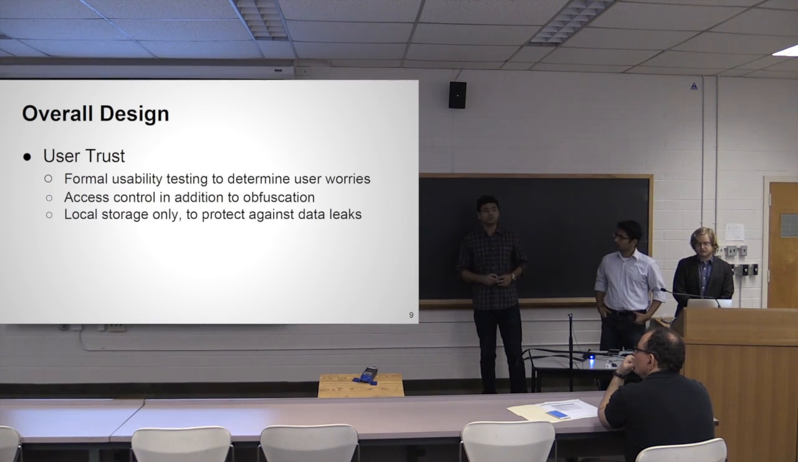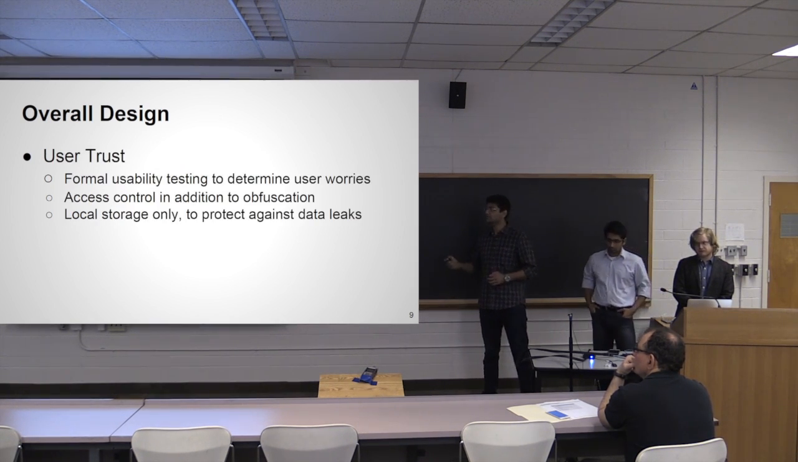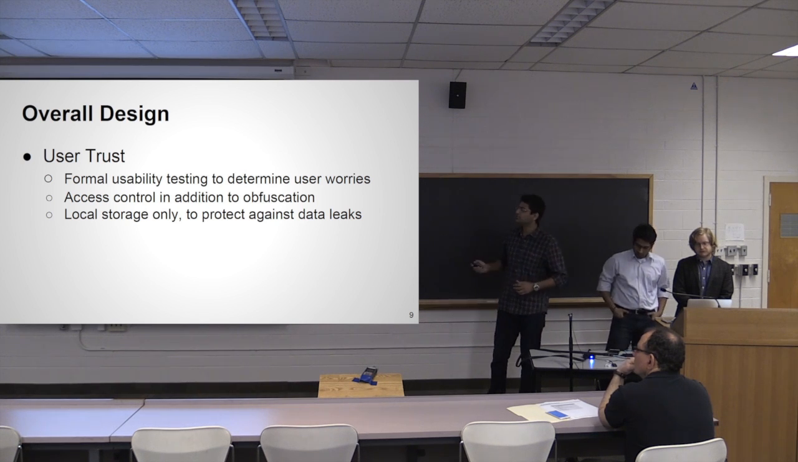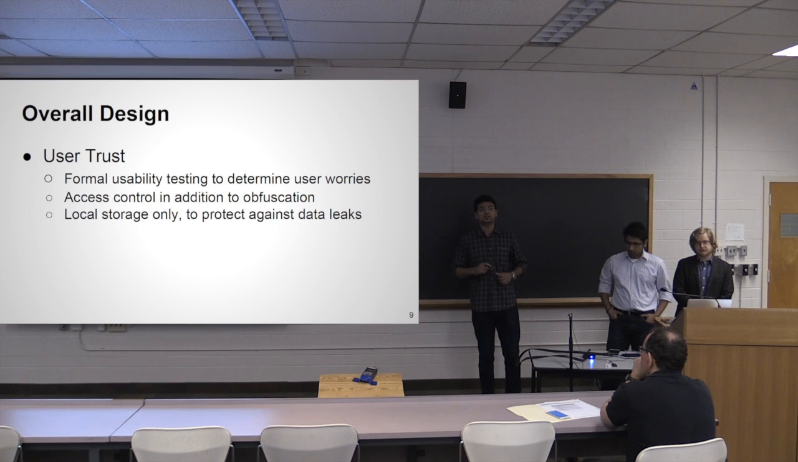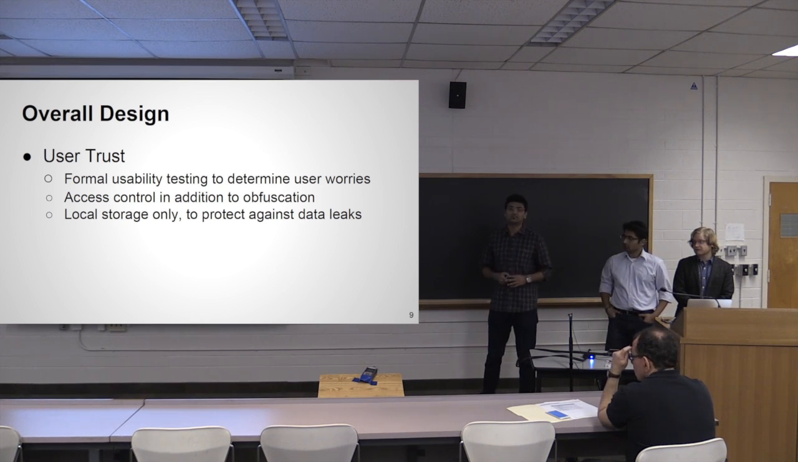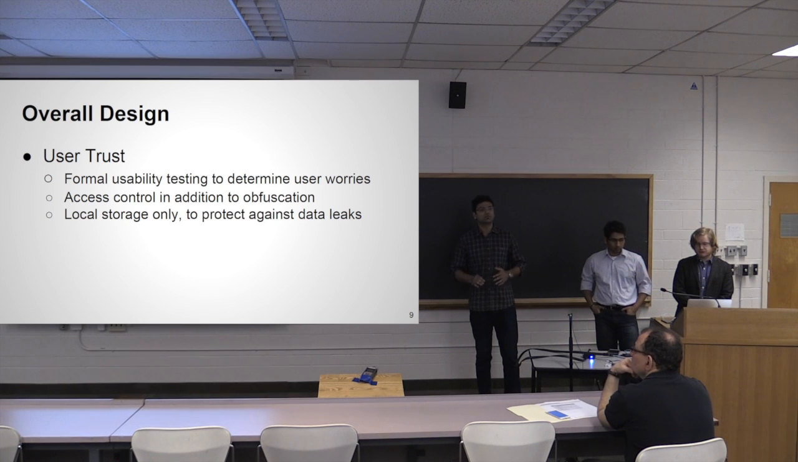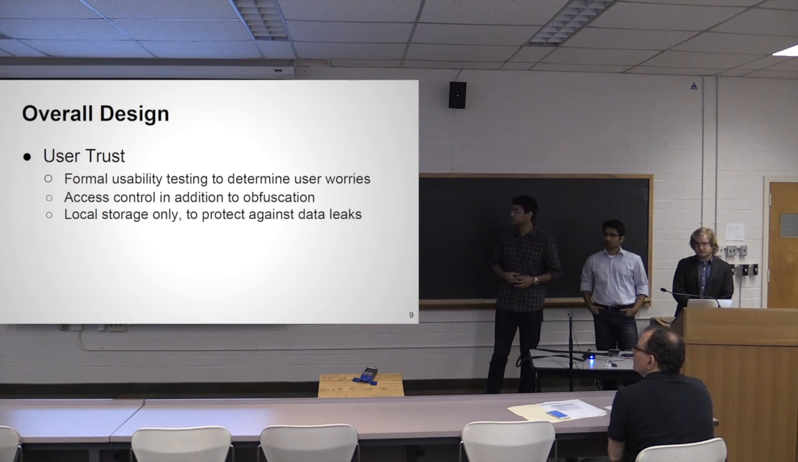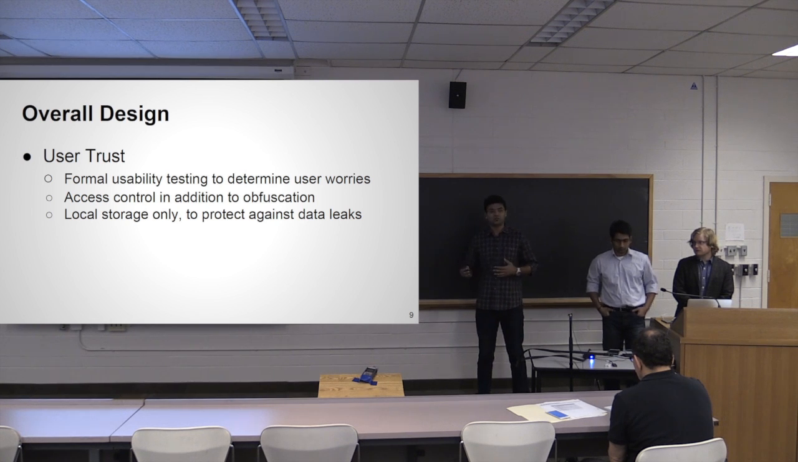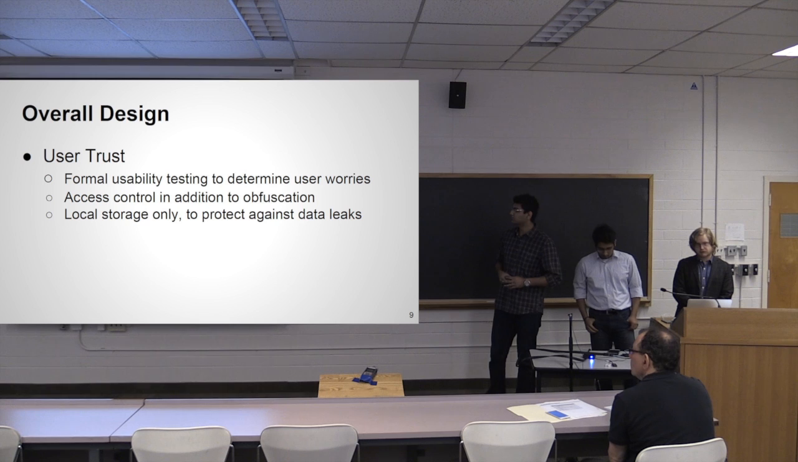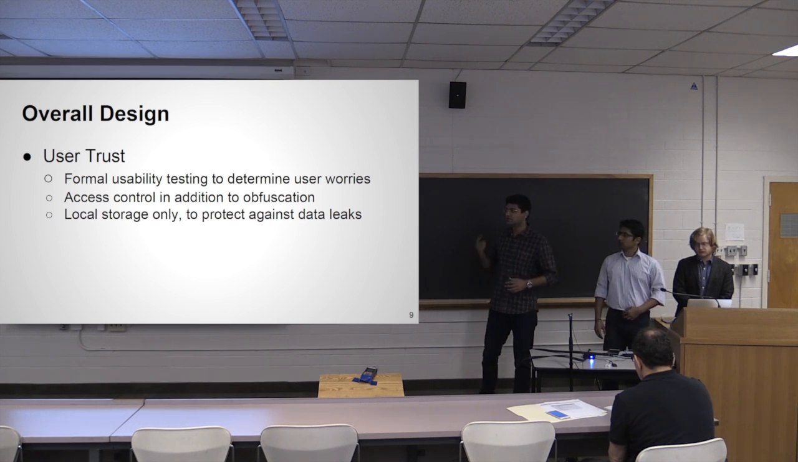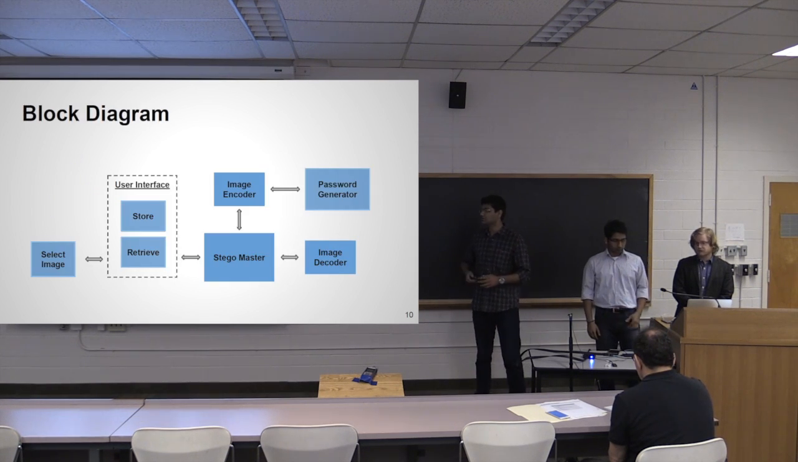Another key decision we needed to make was how to gain users' trust. In order to achieve that, we performed formal usability testing to get the results, and based on the results, we have updated the designs, and we have also implemented access control. This will allow the users to have the control for the application. We also store all the information within the phone itself, and we don't store anything on the server. This mainly protects against any data leakage or any user trust issues.